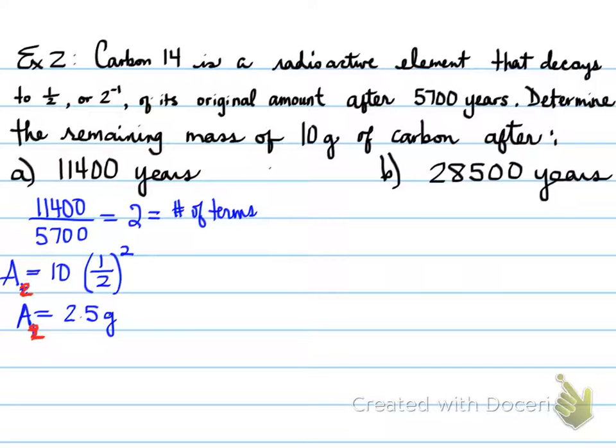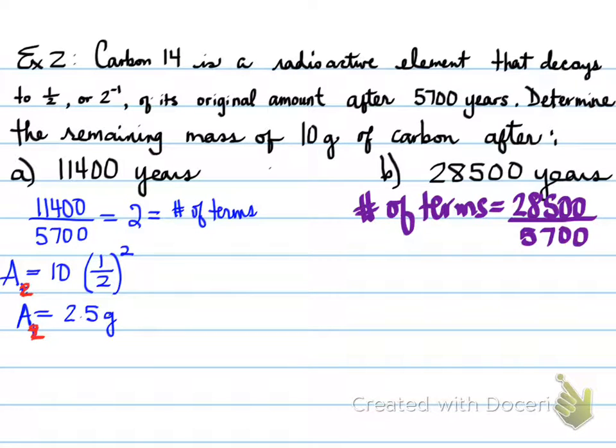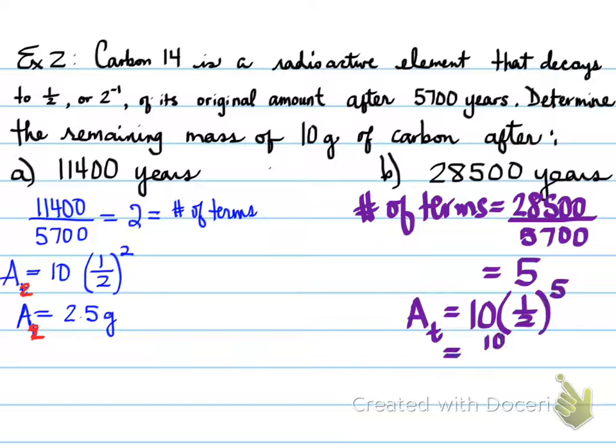Let's look at the next one, 28,500 years. The number of terms will be 28,500 years divided by 5,700. Lucky for us, it turns out to be a nice number. It's not always a nice number, folks, so you might sometimes have to use a fraction. But in grade 10, you can probably guarantee I'm going to give you a nice number, or a relatively nice number. So what are we calculating? The amount after a certain amount of time.